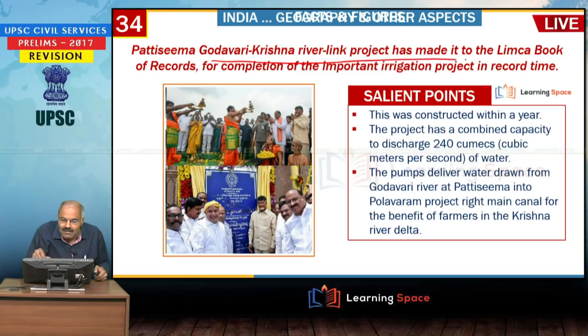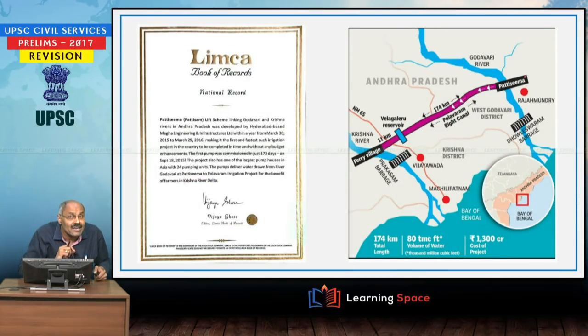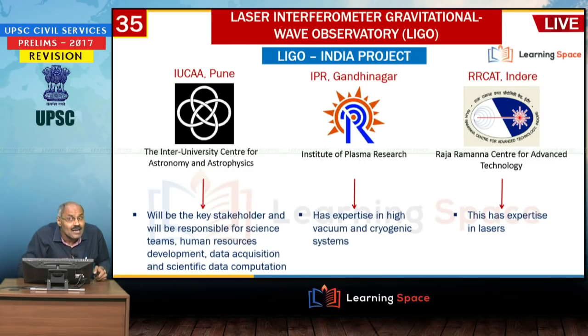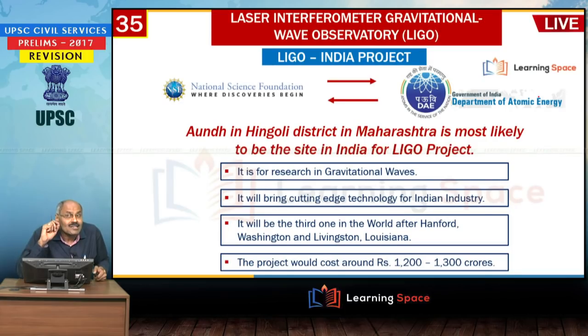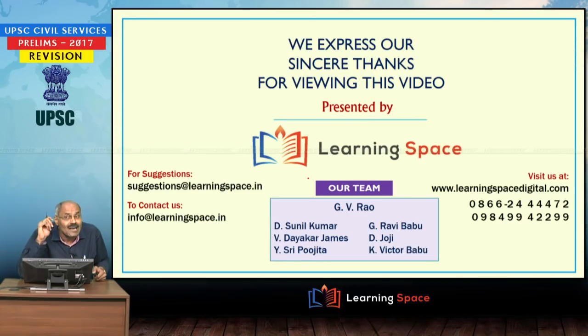Then Pattisima Godavari Krishna river linking project has made it to the Limca book of records, because it was completed in record time. If someone says Pattisima, it is the interlinking project of Godavari and Krishna. Please do not forget, it has gone into the Limca book of records because of the completion in record time. Then LIGO India project, this is coming up in Hingoli district of Maharashtra. Please do not forget, and at the same time these three institutes are associated with the LIGO project. Right. So, Hingoli district in Maharashtra is most likely to be the site for this LIGO project.